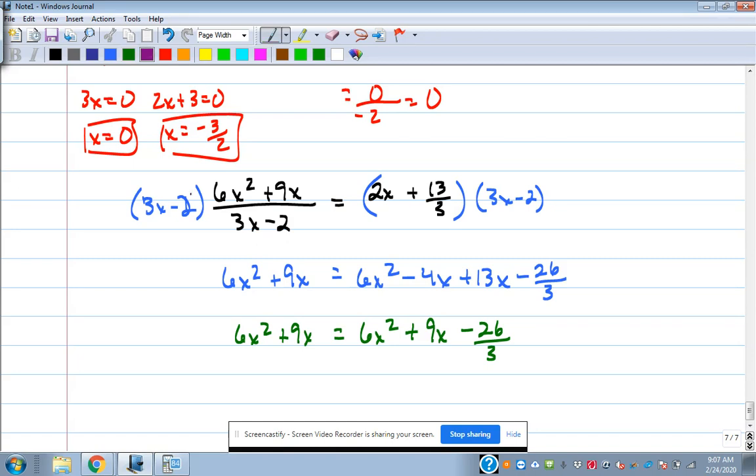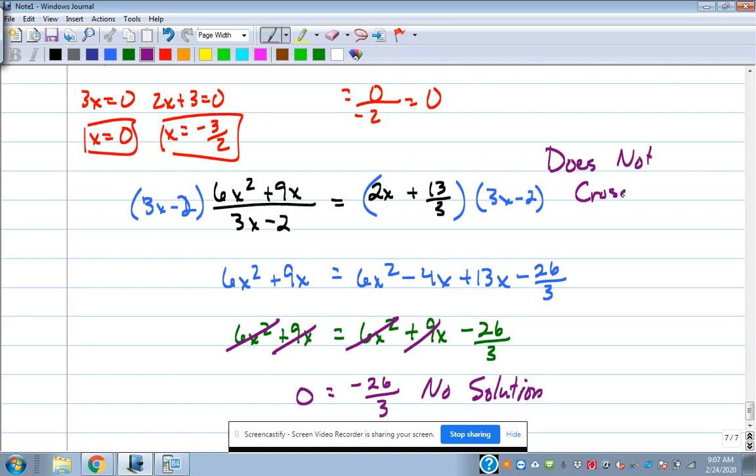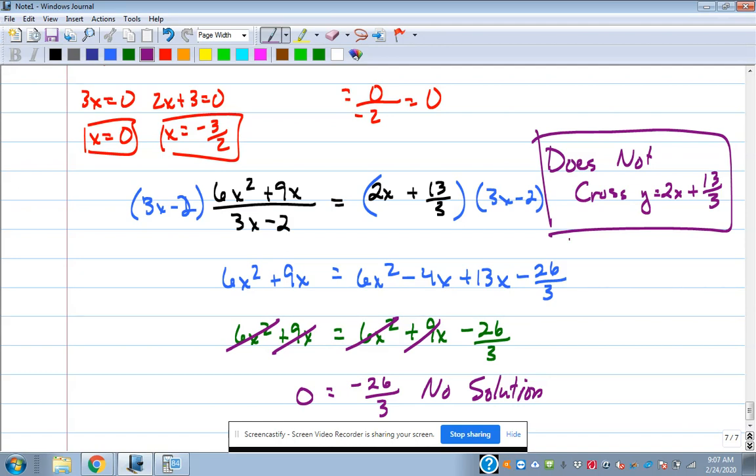What's going to happen here? Which means no solution, right? Because it's false. It does not cross y equals 2x plus 13 over 3. If it did cross, you'd get x equals something, and that would tell you the x value where it crosses. You could plug that into the function and get the y value where it crosses. If it crosses, you're going to get an answer. These we're not getting answers for, okay?